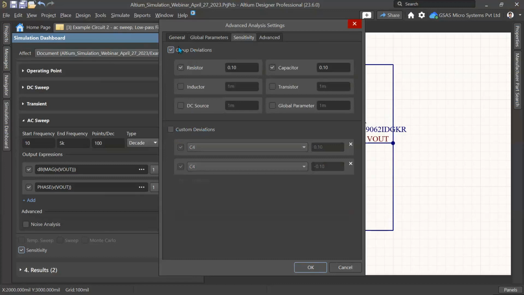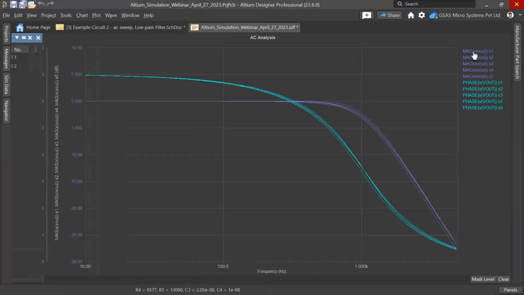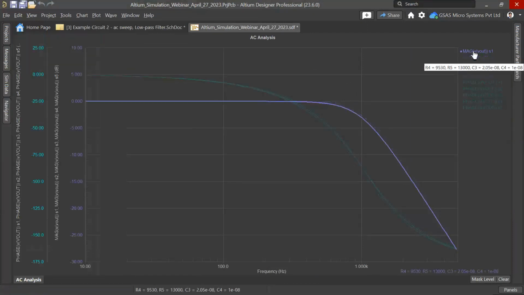First, we want to check the group deviations for the resistor and capacitor. 0.10 stands for 10% tolerance and 0.2 stands for 20% tolerance. We want to perform the group deviation for the resistors and capacitors. Let's click OK and run the analysis again. This is the sensitivity with the component values.